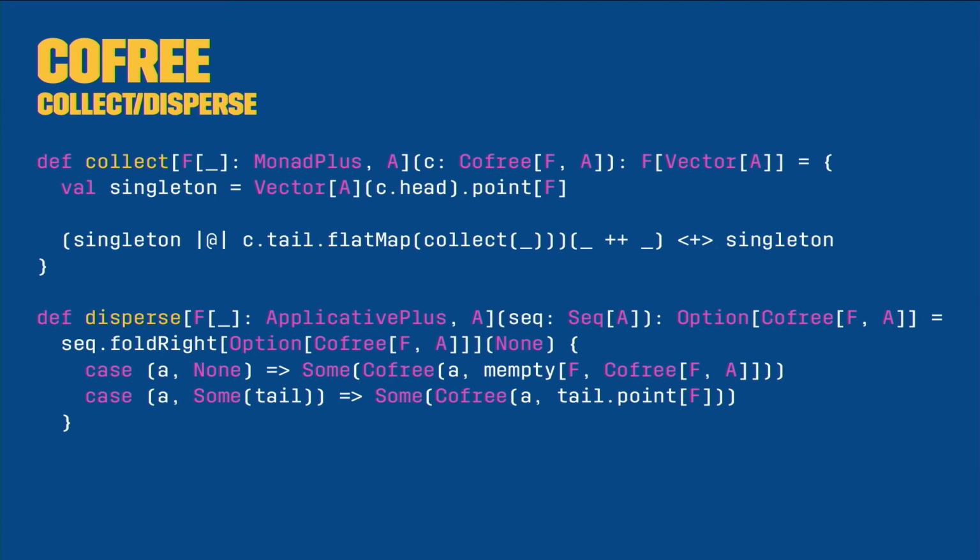And disperse is the inverse of that. So if we have some sort of sequence and we want to disperse it into a CoFree landscape, then we can call disperse, and it requires, again, F be applicative plus. So here, this should demonstrate, hey, we really can use these things to model things like Scala collections, right? And of course, we saw in the case of fibs that these things can be lazy and infinite.